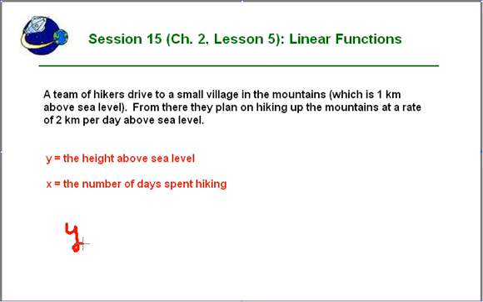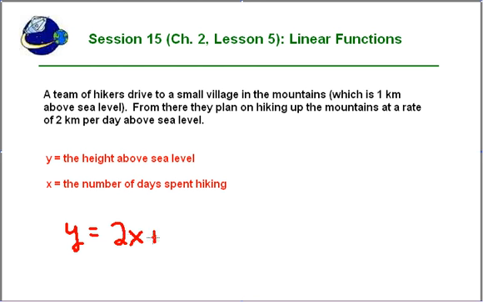If you remember, our direct variation is in the format of y equals ax. Well, here, y is going to represent our height above sea level in kilometers. We're going to write a constant of 2 because at the end of each day, they're going to go up 2 kilometers above sea level. So x represents the number of days. At the end of the first day, if x is 1, how many kilometers above sea level did they climb that day? Well, they would have climbed 2 times 1.